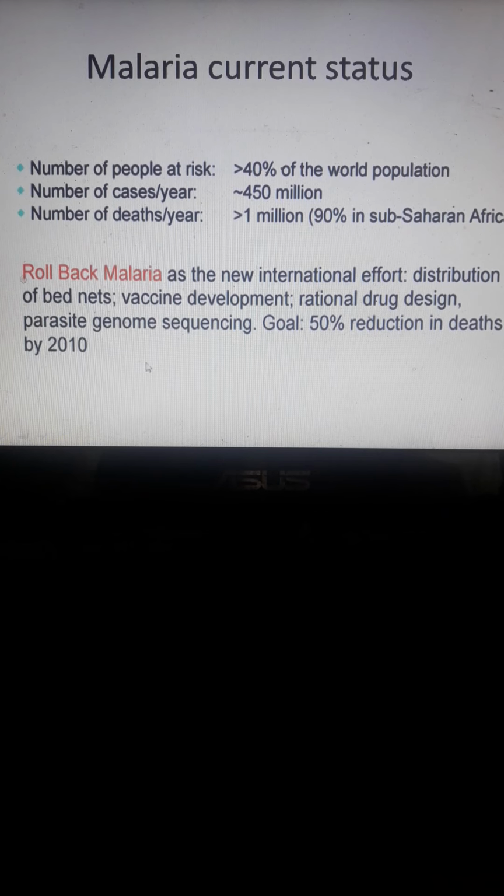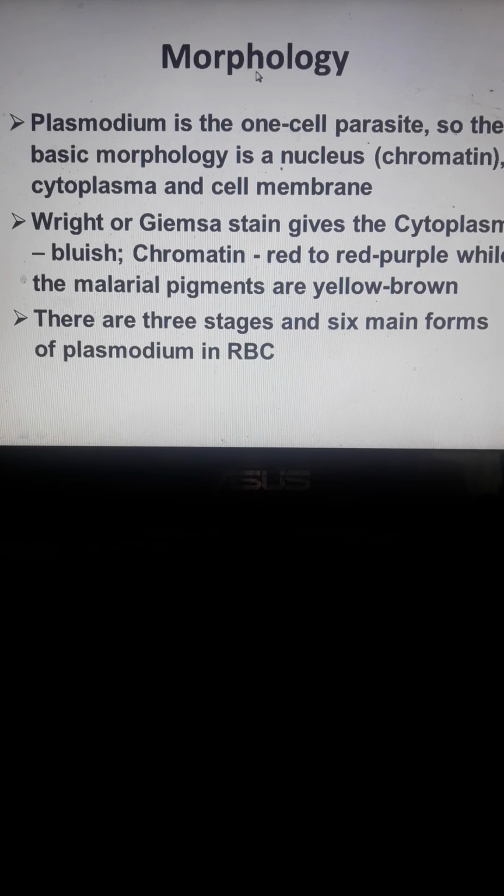50% reduction in deaths by 2010 already. Okay, so morphology: Plasmodium is a one-cell parasite, so the basic morphology is a nucleus, also known as chromatin, and they have cytoplasm and a cell membrane, right?